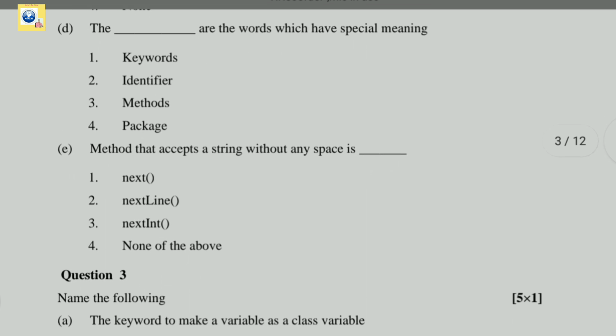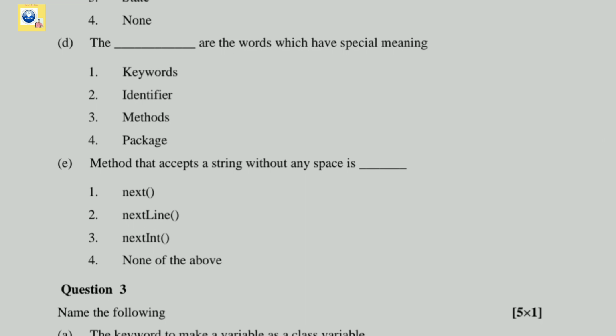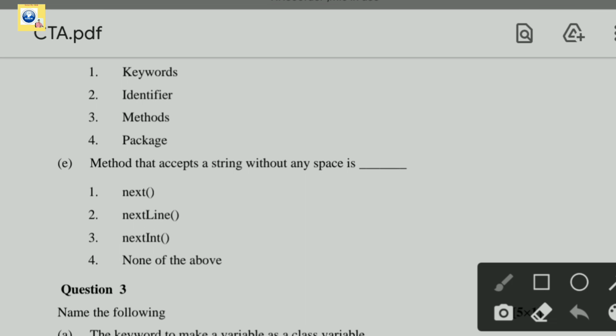Question number D, are the words which have special meaning? It's a very simple question. Which words have special meaning? Identifier, methods, package or keyword? So keywords are the special words that have special meaning to the compiler. That's why we will go with keyword.